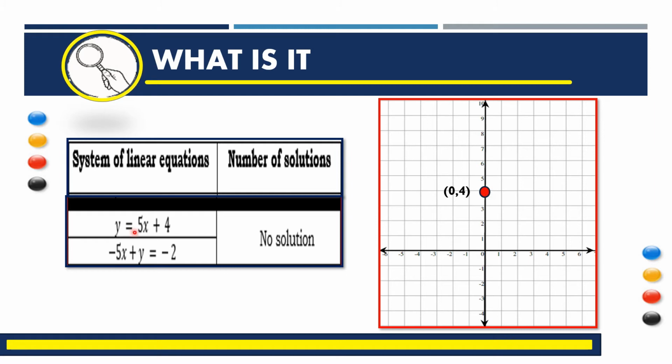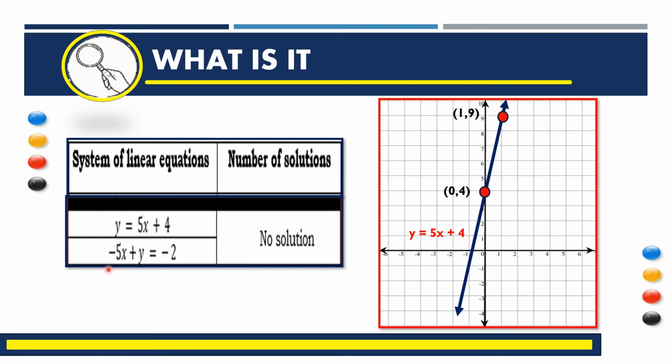And now let's plot another point using the slope. So we have here positive 5. Therefore, are we going to move downward or upward? It is upward since it's a positive slope. So we're going to move 5 units from the coordinate of the y-intercept. 1, 2, 3, 4, 5, and then move 1 unit to the right because it's positive. So our second point is 1, 9. And this is the graph of our equation y is equal to 5x plus 4.